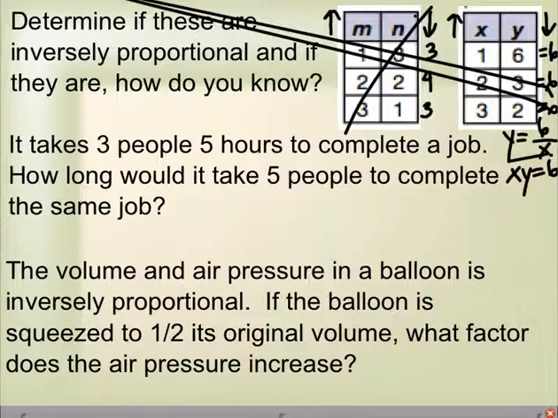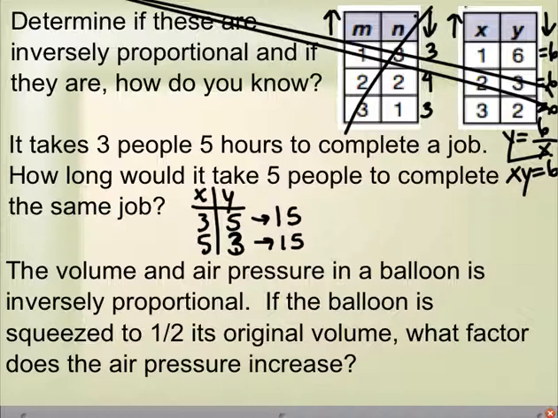It takes 3 people 5 hours to complete a job. How long would it take 5 people to complete the same job? So if we have this xy, if x is my people and y is my hours, 3 people is 5 hours. So 5 people is how many hours? Well, this type of situation is inverse variation, and our constant here is a product of 15. So if this is going to be a product of 15, it must mean that this is 3 hours.